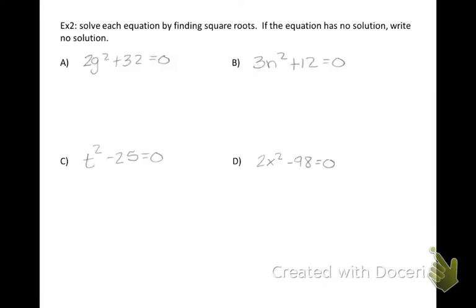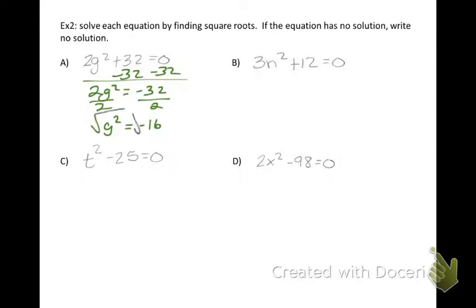So I'm going to subtract 32 to both sides. So 2G squared equals negative 32. Divide by 2. Divide by 2. G squared equals negative 16. Well, there's a negative inside the square root, so that would be no solution. And there's your answer.